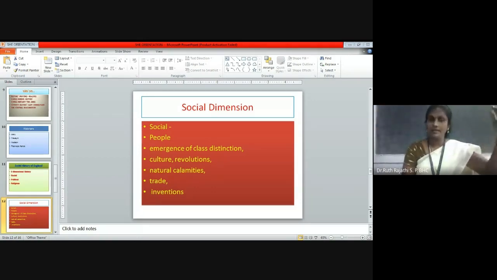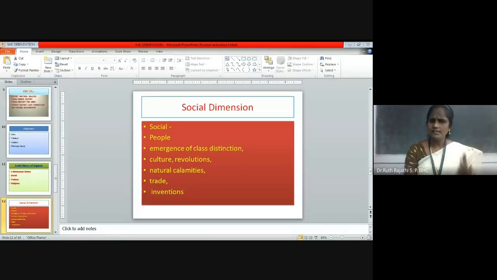Landowners, the ruling class, and we have the slaves, slave trade. So when you read the history of Bhutan, you come to know about the emergence of class distinctions. Class distinction is not good. Of course, if you read the history of England, you can see how the poor class suffered, ongoing suffering. So this is how, in the social dimension, we study the emergence of class distinctions, etc.